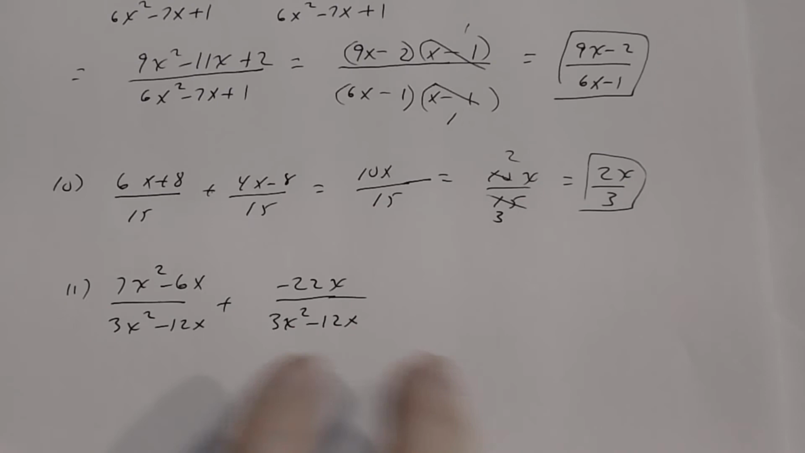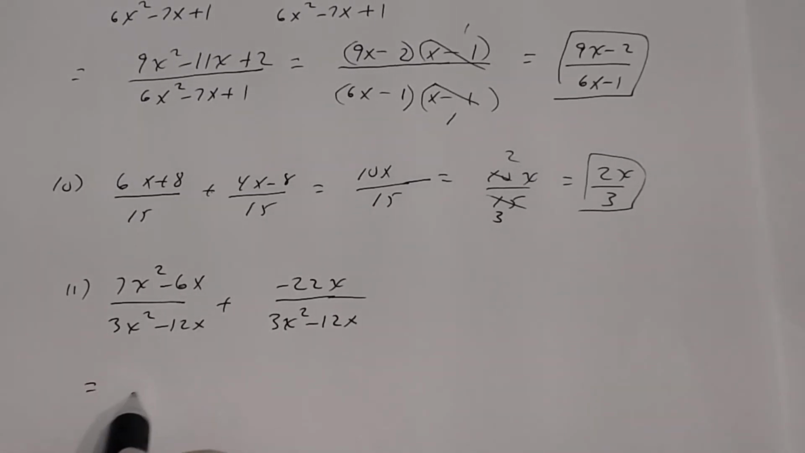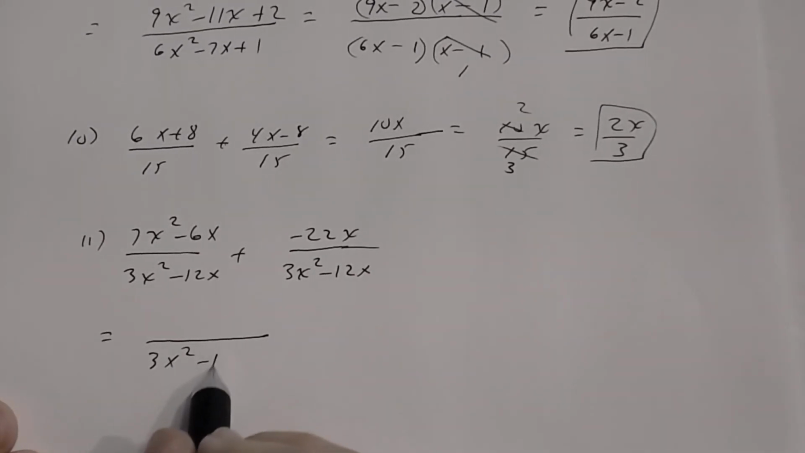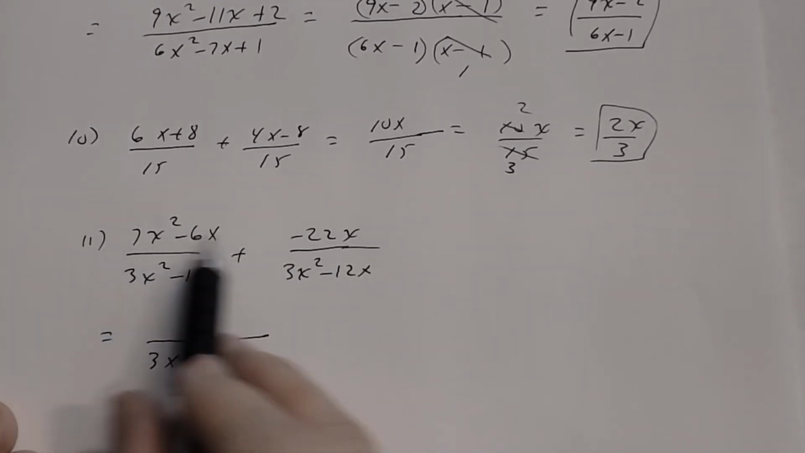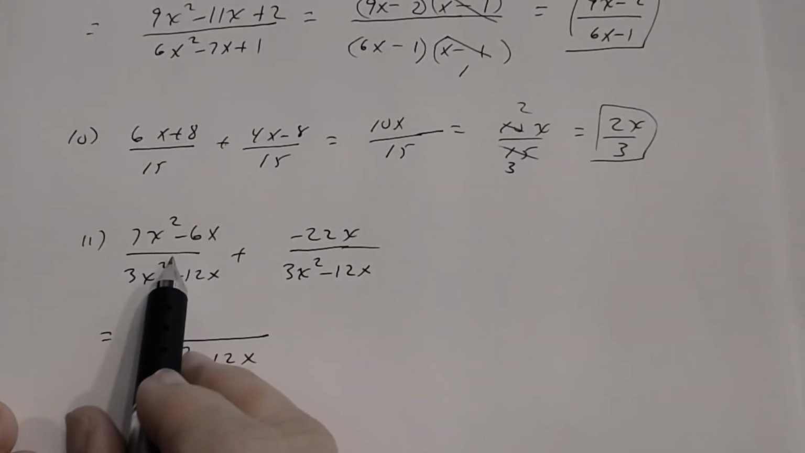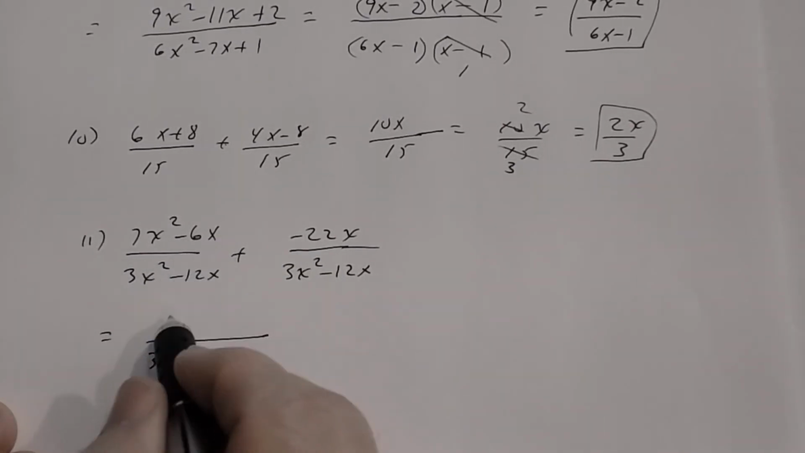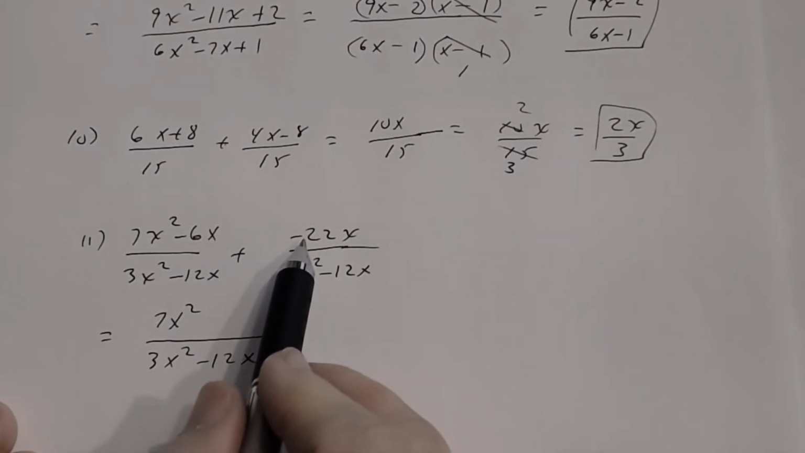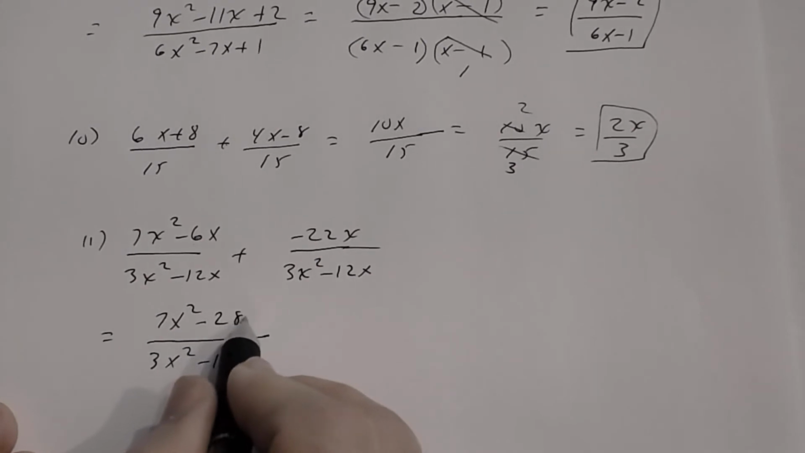All right, so notice that the denominators are the same, so I'm going to write this as one rational expression. So 3x squared minus 12x is going to be that common denominator. And all I need to do now is just combine like terms in the numerators. So I have a 7x squared here, and I can't combine with anything else. But let's see, I have a negative 6x. I'm adding that to a negative 22x, so that gives me a negative 28x.